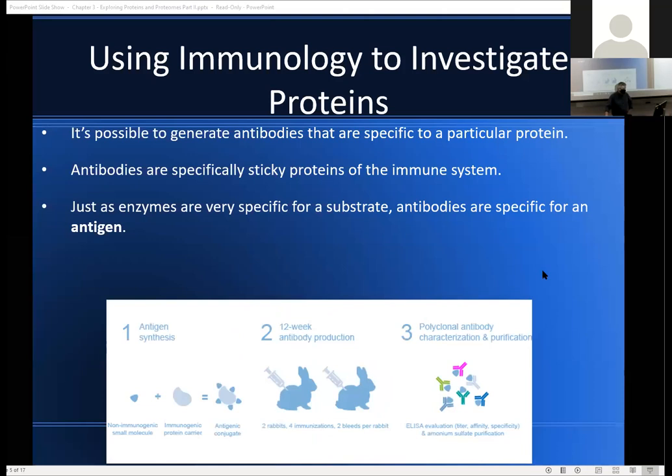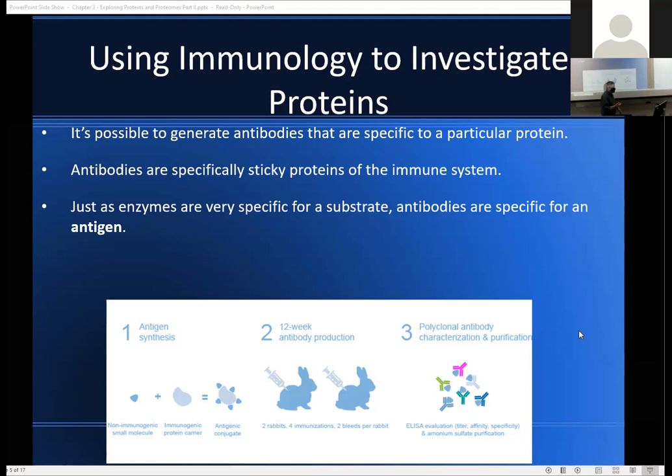All right, so this is all great. Our bodies make these sticky proteins that help us get rid of foreign invaders in our bodies. But how can we use this in the laboratory to detect proteins? Well, if we purify a protein, just like we talked about in that last PowerPoint, and then inject that protein into a lab animal like a rabbit, the rabbit's immune system is going to recognize that protein as foreign. Recognizing that protein as foreign, it's going to produce antibodies against that particular protein.